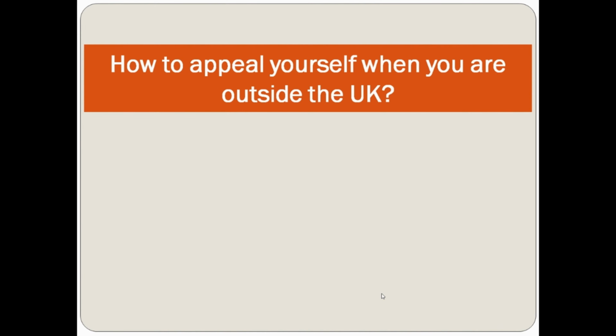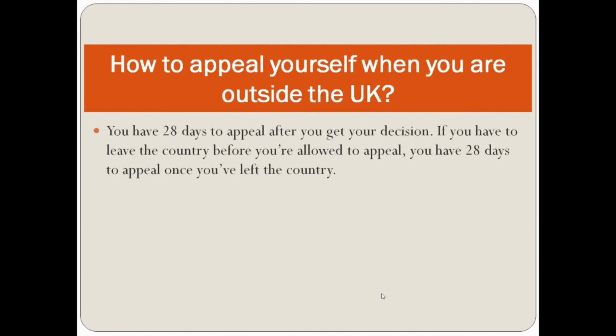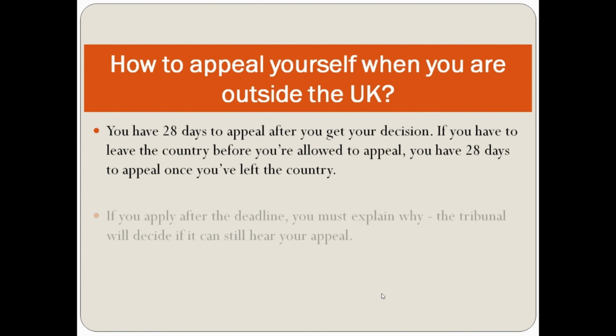How to appeal yourself when you are outside the UK? If you are outside the UK, you have 28 days to appeal after you get your decision. If you have to leave the country before you are allowed to appeal, you have 28 days to appeal once you have left the country. If you apply after the deadline, you must explain why. The tribunal will decide if it can still hear your appeal or not.